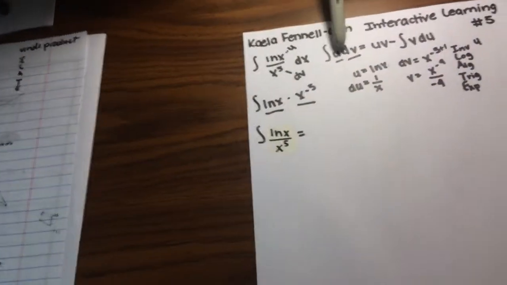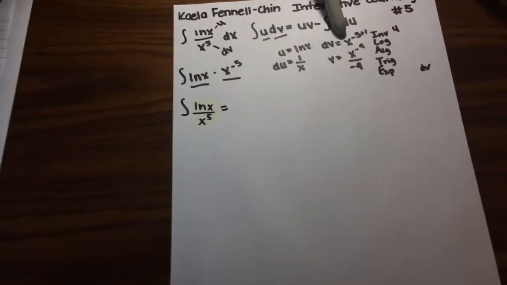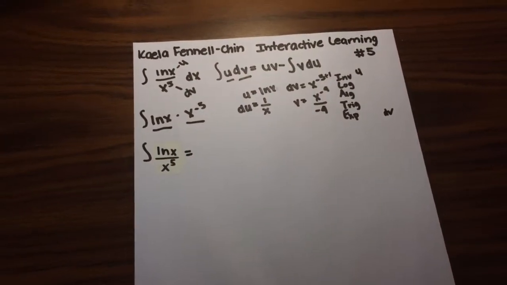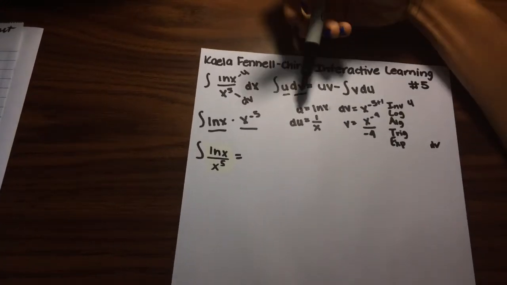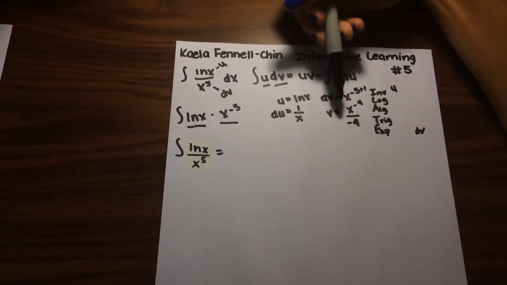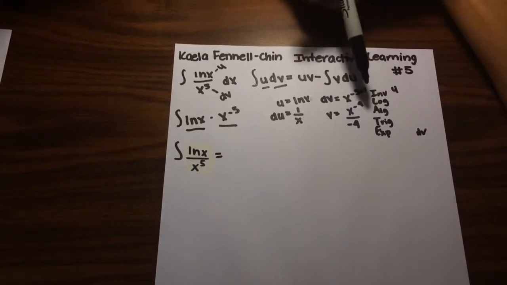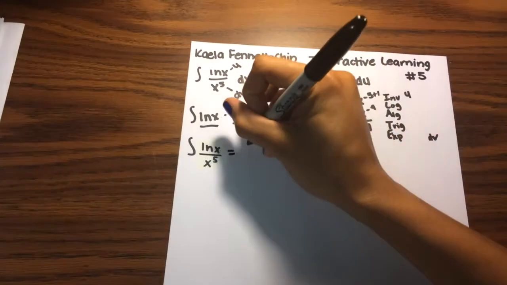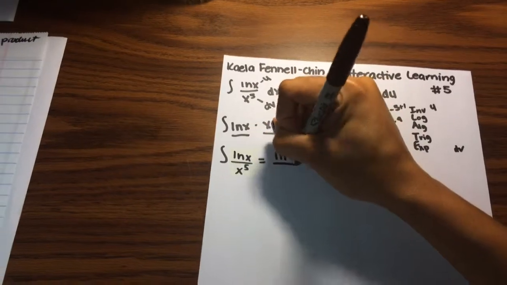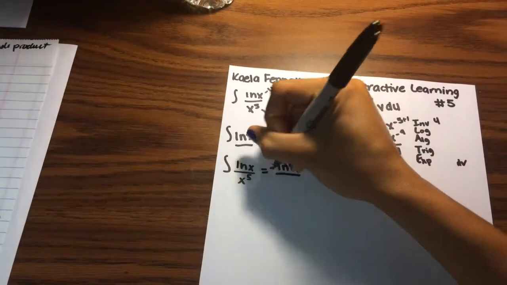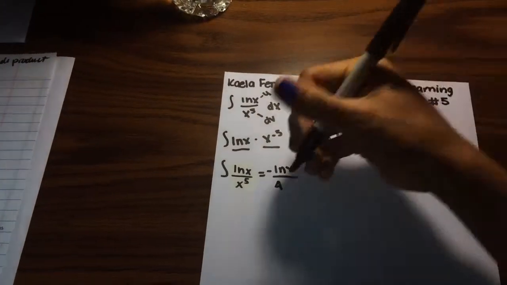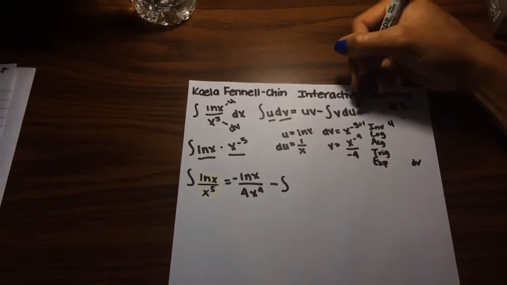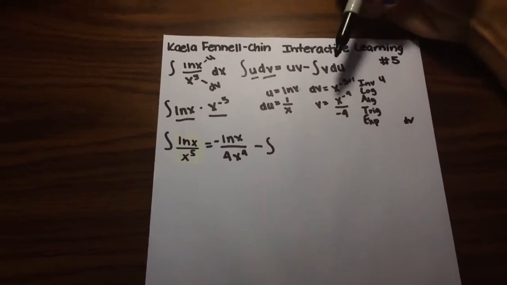So we're going to have the integral of u dv, which is ln x times dv, which is x to the negative 5th, but we can just put it down to the bottom as x to the 5th. So we're going to have u dv equal to uv. So u is ln x and v is x to the negative 4th over negative 4. So we're going to have ln x over, and it's going to be negative since we have negative 4, and then x to the negative 4, we can bring it down to put x to the 4th, minus the integral of v du. So v is this and du is this.